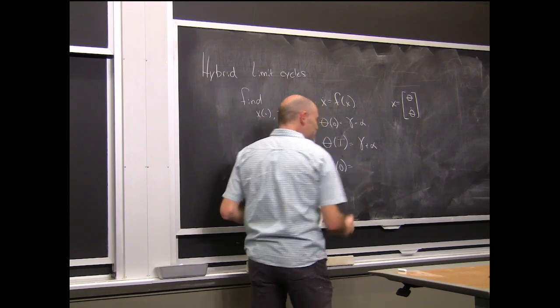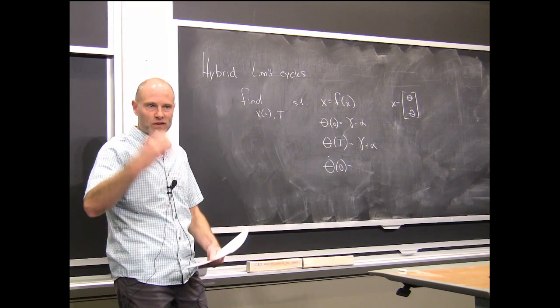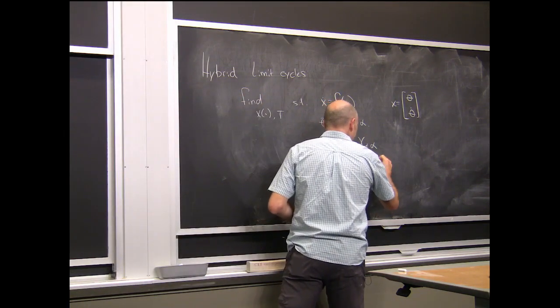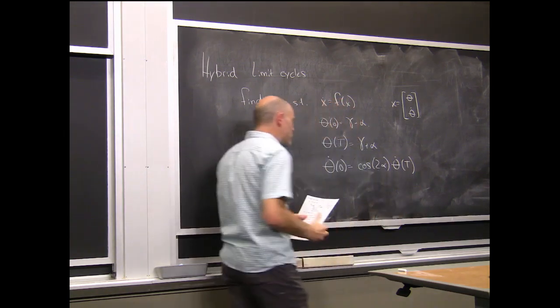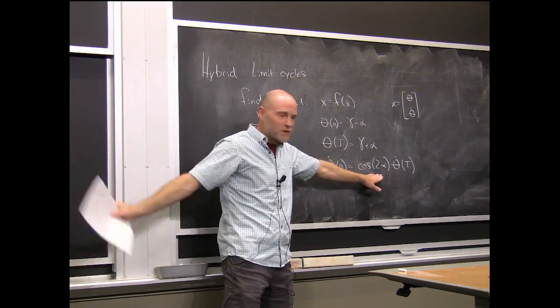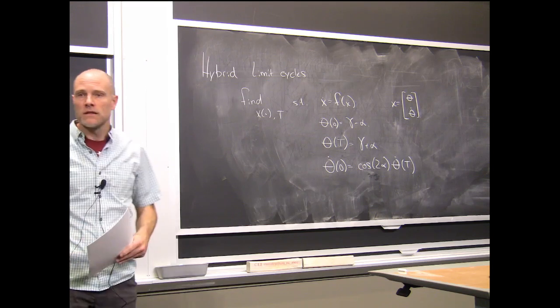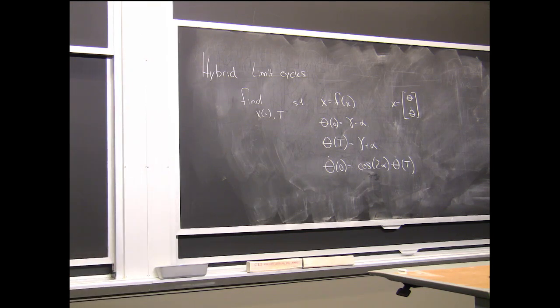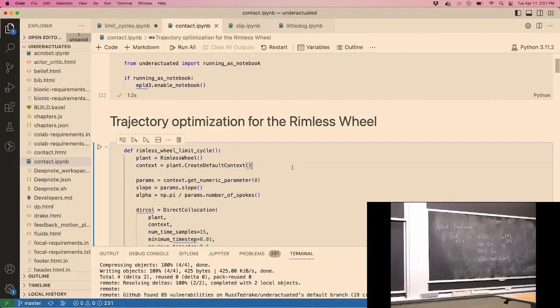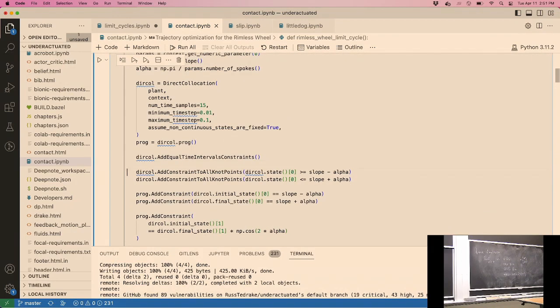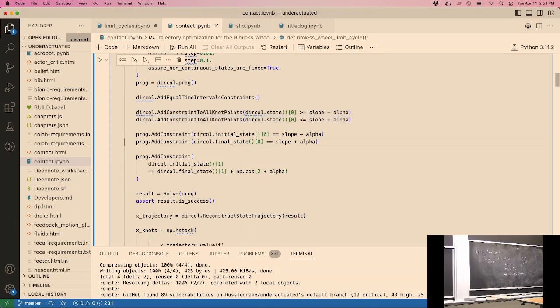And then the only extra thing I need to do is take that remapping of variables into account and that loss of energy. So my periodicity constraint is almost the same as before, but I've lost cosine 2 alpha at that impact. And that's enough. So I can write direct collocation. The initial state is slope minus alpha. The final state is slope plus alpha. And I just say the initial state is the final state times cosine of 2 alpha. That's it. That's the whole problem.